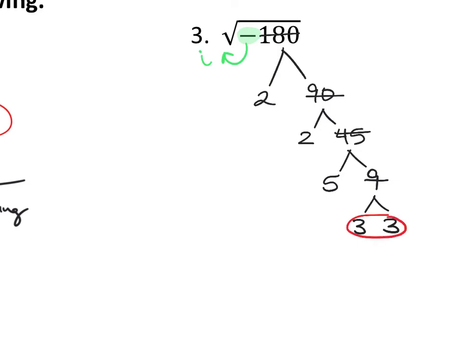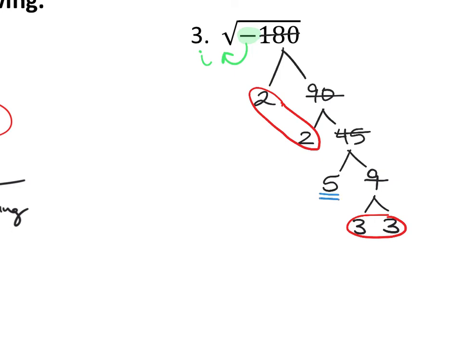A pair of 3s and a pair of 2s. Even if you did your breakdown differently than me, maybe you started with 12 times 15 or 9 times 10, you should have ended up with the same thing. 18 times 10, you know what I mean. Okay, I have a singleton of the number 5.